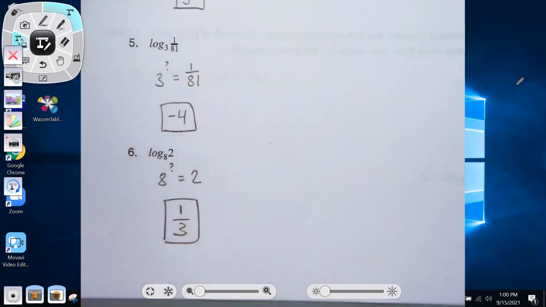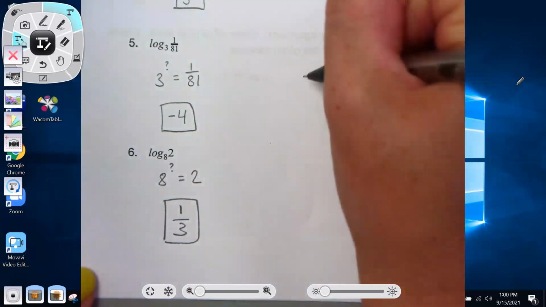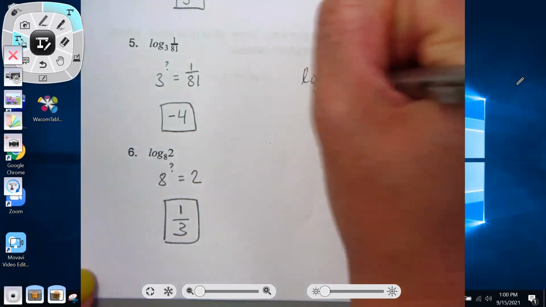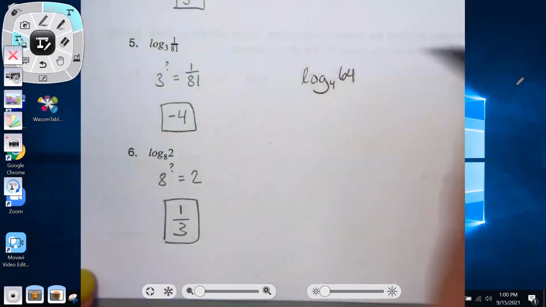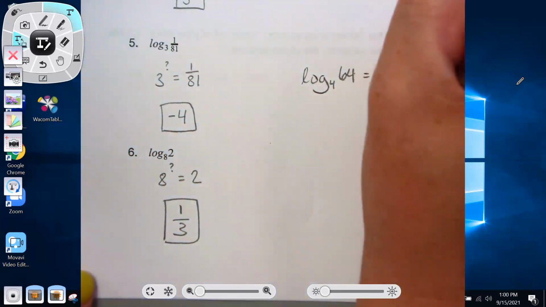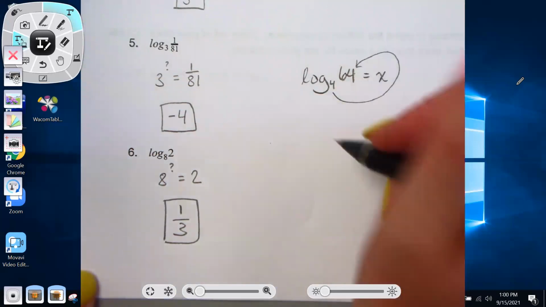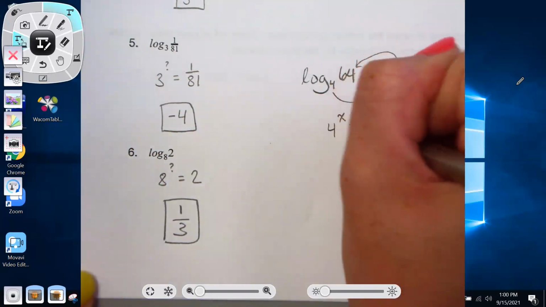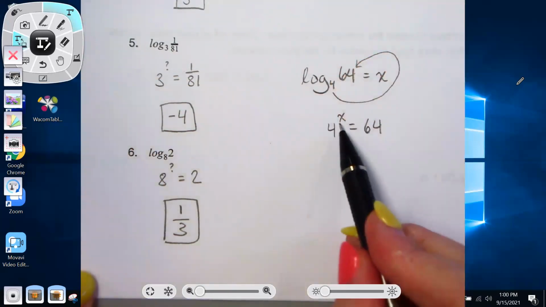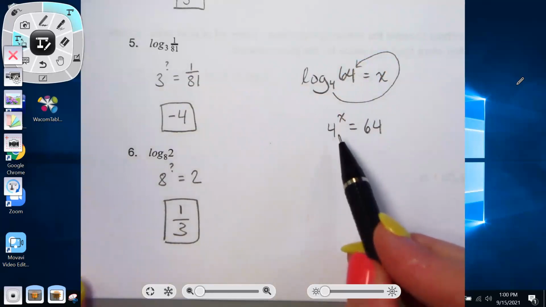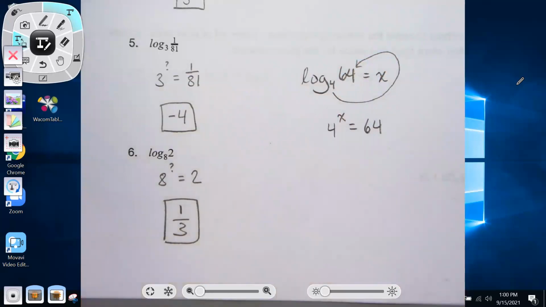Questions on the first page? Yes. So the other way that you could be doing these is, like for the first one, if you set that equal to x and then change this to exponential form to say 4 to the x power equals 64, and then solve for x or find x by trial and error, that's fine too. Any other questions on this page?